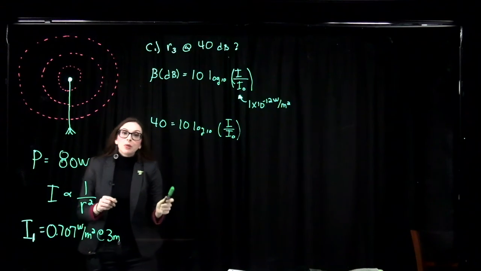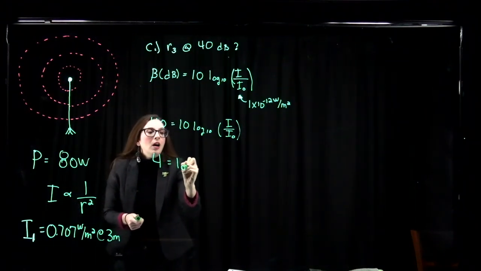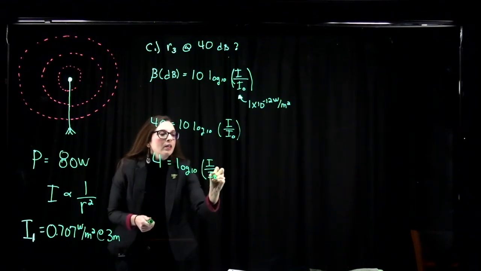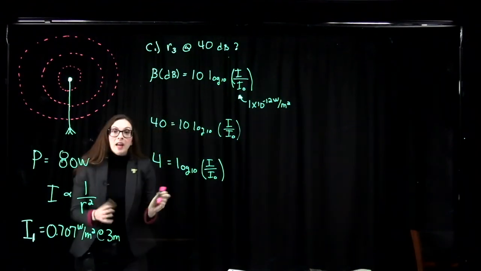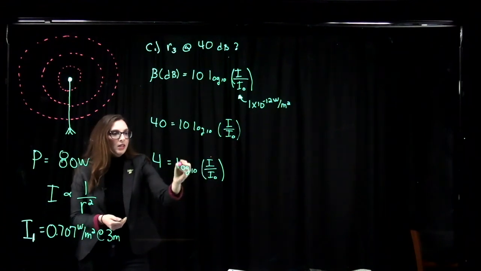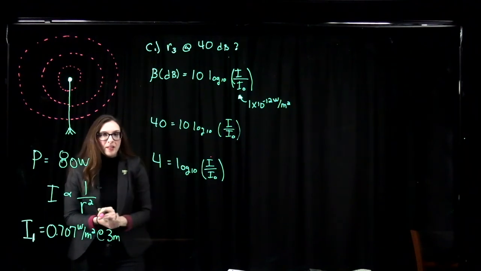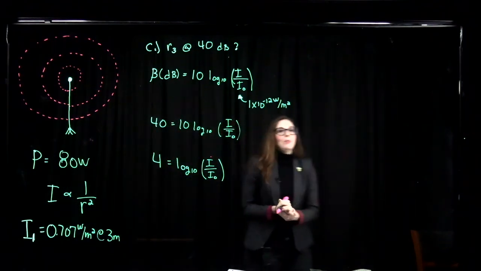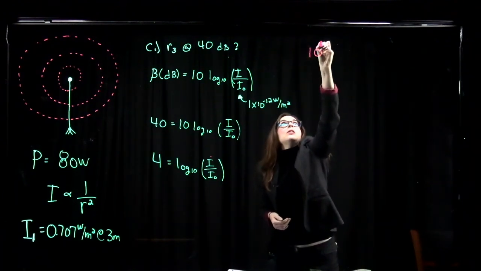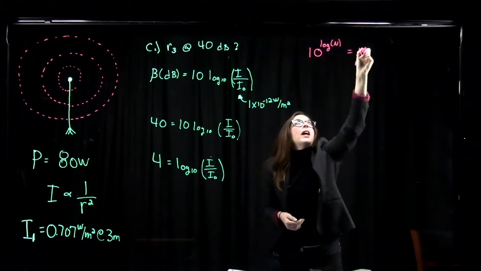Okay, now if we divide both sides of this equation by 10, then we have that 4 is equal to log base 10 of the intensity over our threshold intensity, I naught. Now the thing that we're trying to solve for is this intensity, but it's inside the argument for the log. So how do we get rid of this log base 10? Well, there's a relationship that you probably learned at some point that 10 raised to the power of log of some number gives you back that number n again.